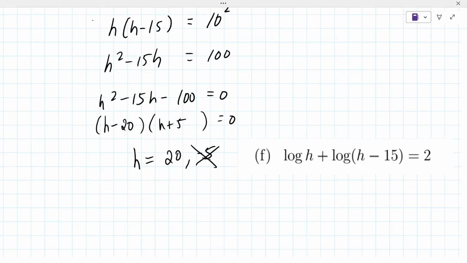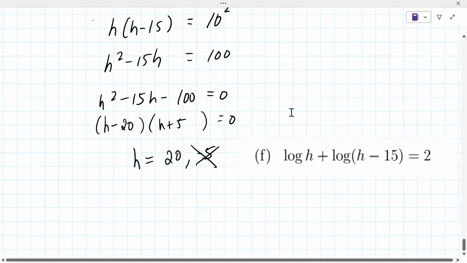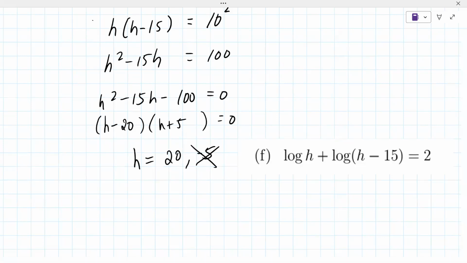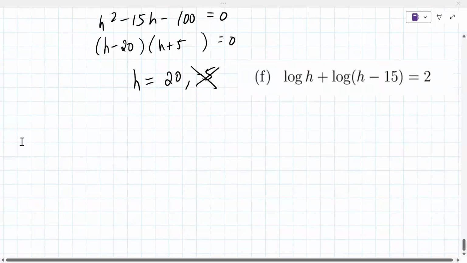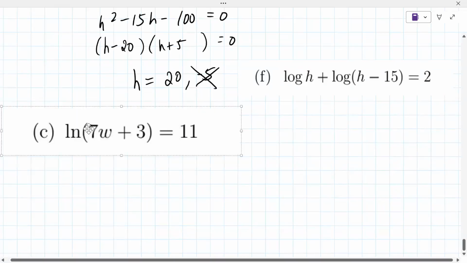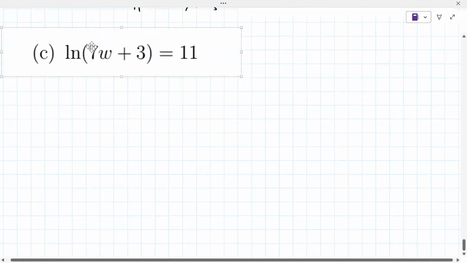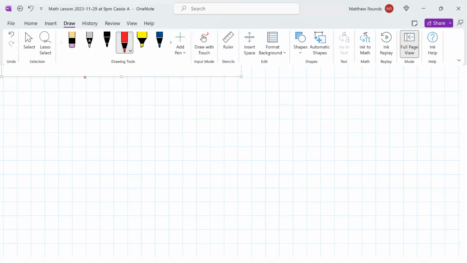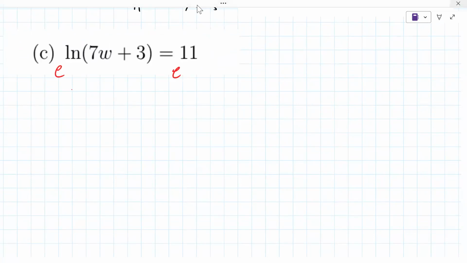So now let's look at letter C. C is a lot like what we just did, except it's more basic. It's already been condensed, so you don't have to do anything. Do you remember how to undo ln? Yeah, it's with e. Yeah, so it's e to both sides.